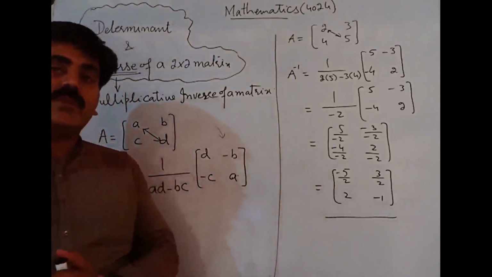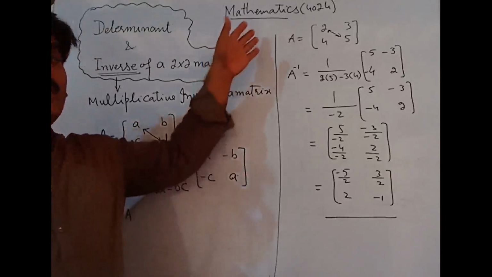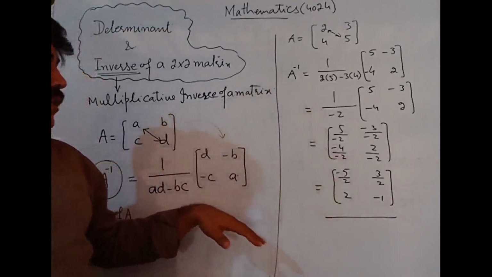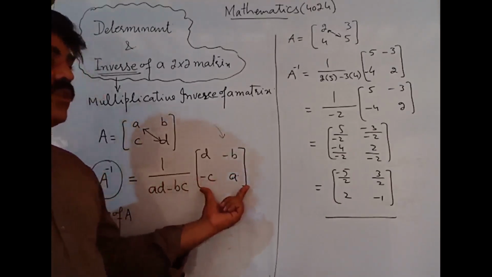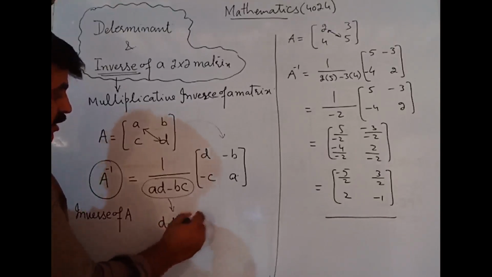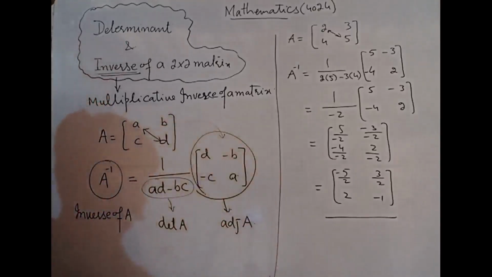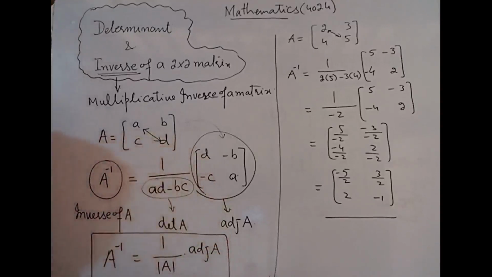So, dear students, by using this formula you can find the inverse of any matrix like this. It's such a simple and easy method. Just remember these two things: 1 over AD minus BC, which is sometimes called det A, and this matrix, which is sometimes called the adjoint of A. So the formula also becomes A inverse equal to 1 over determinant of A into adjoint of A. This is the second option to note.